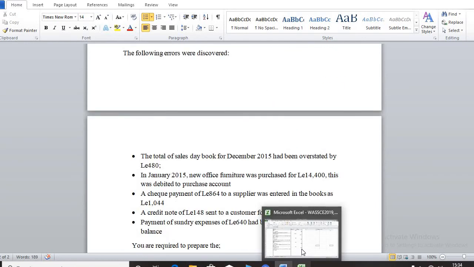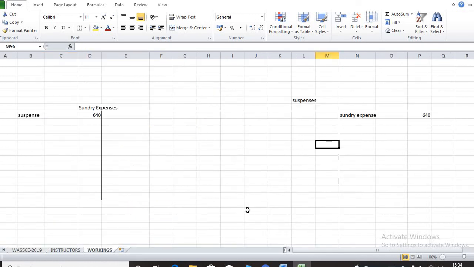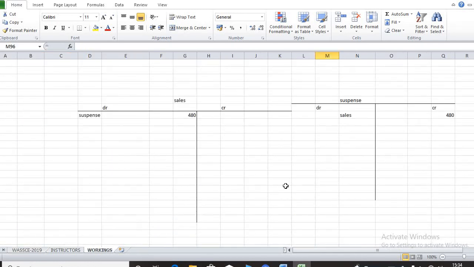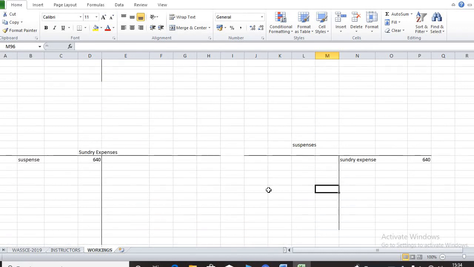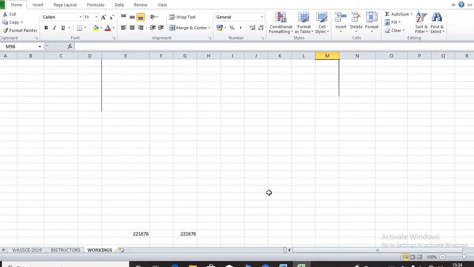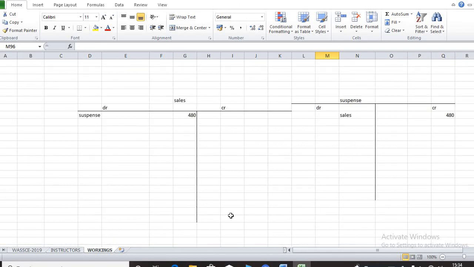So this is the solution for requirement A. I said you have to do your working somewhere in your answer booklet by opening the individual accounts using T accounts. And with that, you'll be able to get everything right.